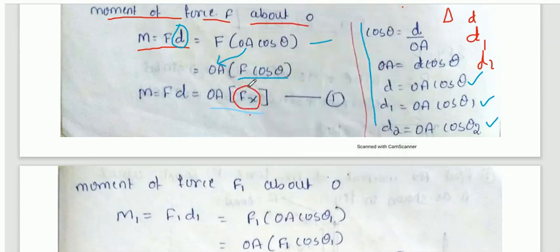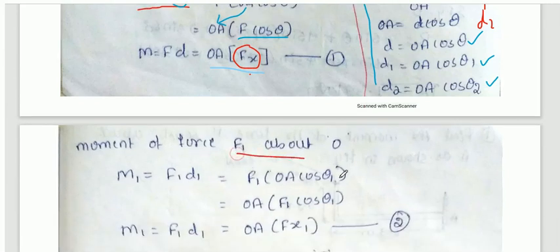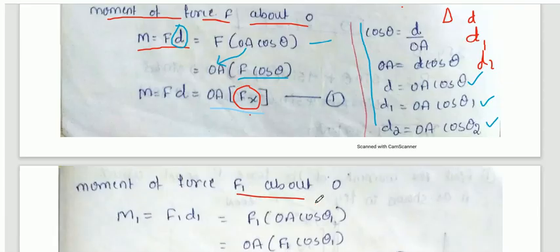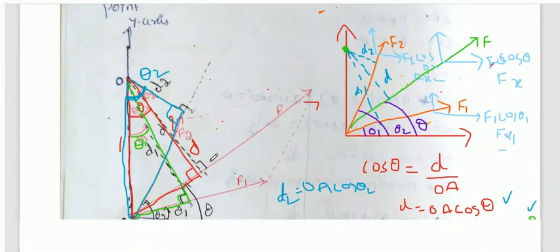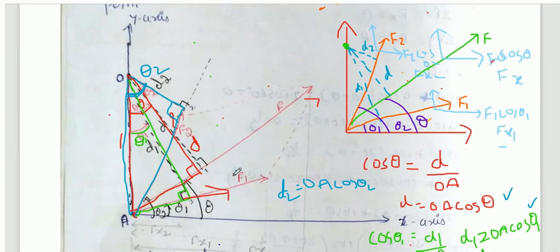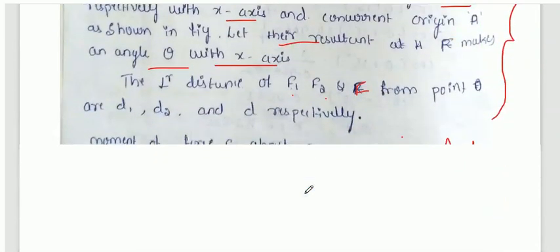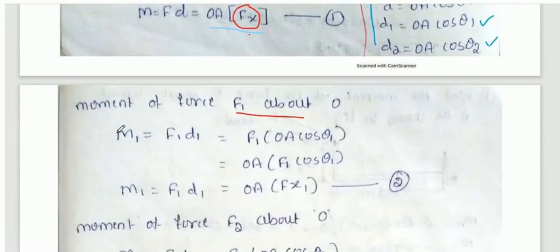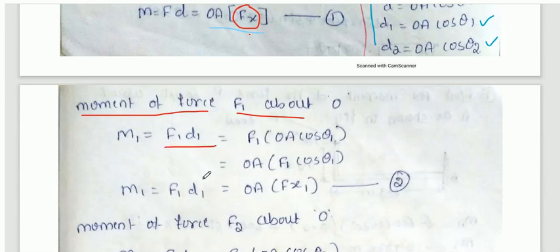Yes, ma'am. Okay. Similarly, the moment of force F1 about O. You can see here, F1 is the force, and this force into the perpendicular distance is D1. So therefore F1 into D1. Similarly F2 into D2. The moment of force F1 about O is equal to F1 into D1. Is it clear why it is F1 into D1? Have you understood this? Yes, ma'am.